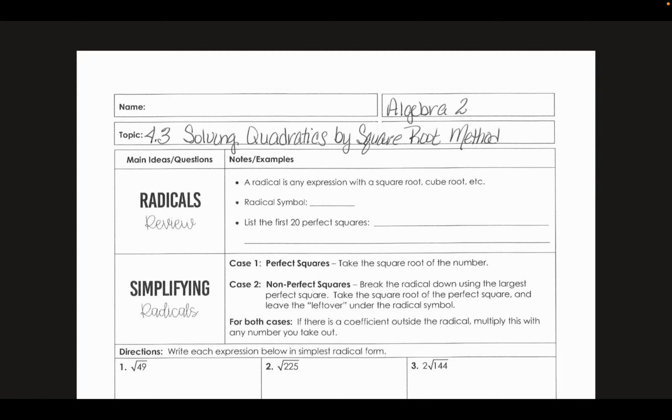A radical is any expression with a square root, cube root, etc. And the radical symbol is this. I often personally draw it like this with a little tail at the end. It's completely optional which one you do. You'll see me doing the one on the right, just a matter of preference from what I've been doing for a long time.